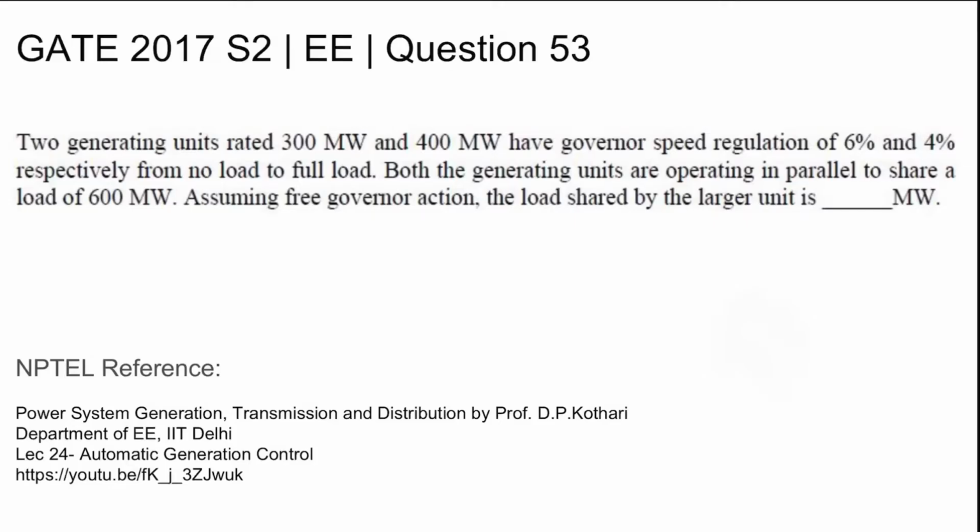This is GATE 2017 set 2 electrical question number 53. Two generating units rated 300 and 400 megawatt have governor speed regulation 6% and 4% respectively from no load to full load. Both the generating units are operating in parallel to share a 600 megawatt load. Assuming free governor action, the load shared by the larger unit is asked, in megawatts.